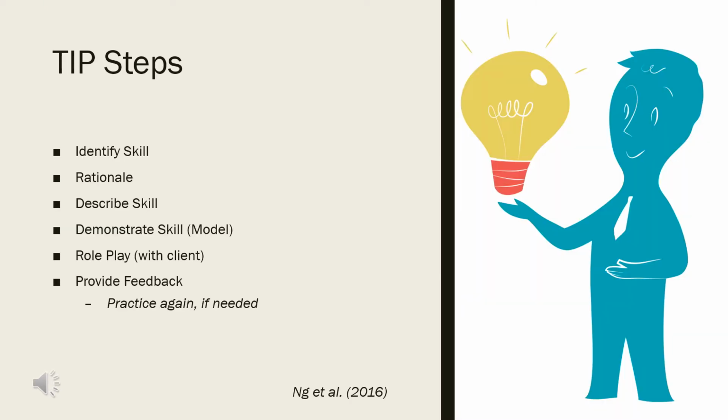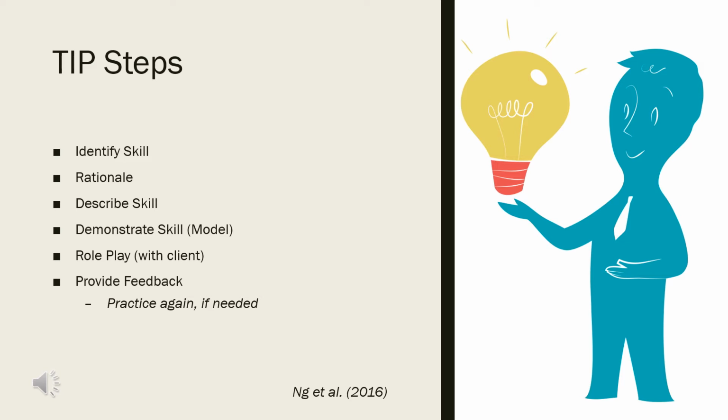The steps of the teaching interaction procedure are very simple. You're going to label and identify the skill, describe a rationale, describe the skill, demonstrate and model that skill, role play with the client, provide feedback, and if necessary, practice again.